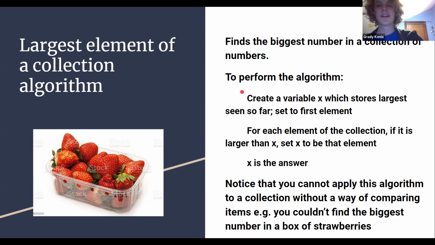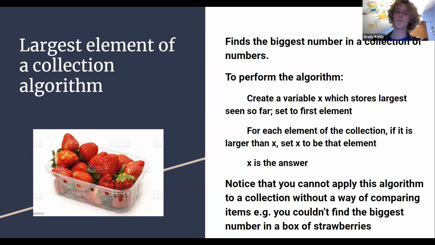Okay, so this is an explanatory example. The reason it's an explanatory example is because it can tell us a lot about what kind of processes might underlie more important algorithms. For example, this algorithm can't be applied to just any old collection without a way of comparing items. For example, you can't find the biggest number in a box of strawberries. You can find the heaviest strawberry, so probably not a good example for me to use as my first example.